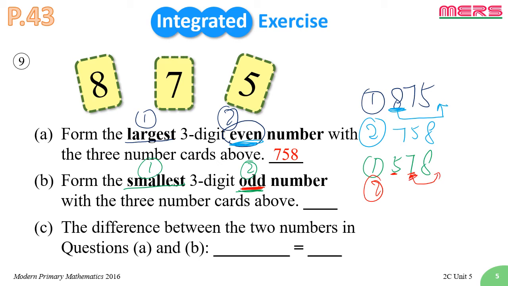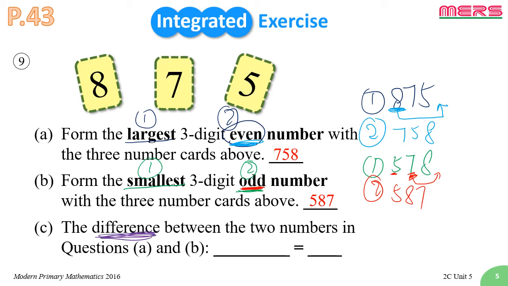Alright, why don't I pick the 5? Because if I pick the 5 here, the number will be bigger. So I have to pick the 7 instead of 5. The answer will become 587 here. Alright, and then the last question, 9c, is asking you for the difference.